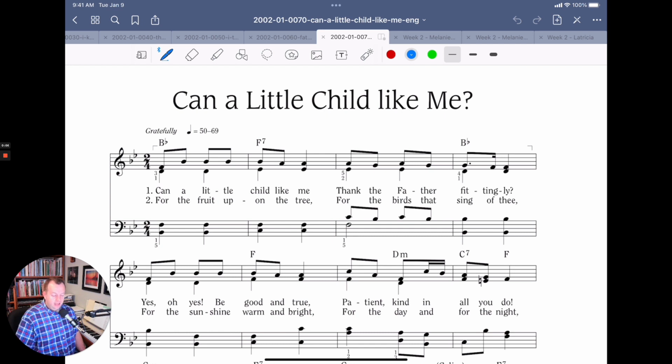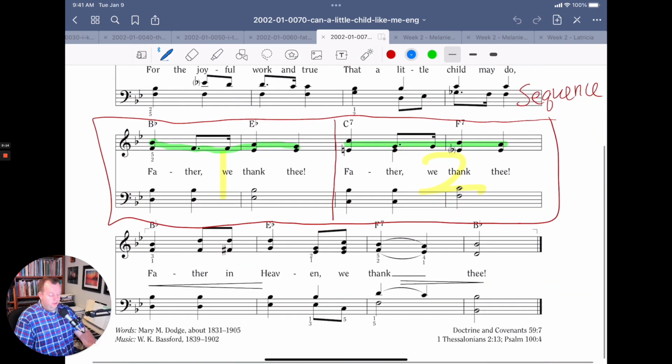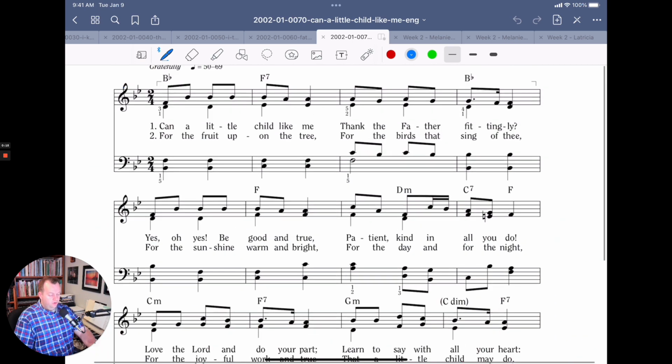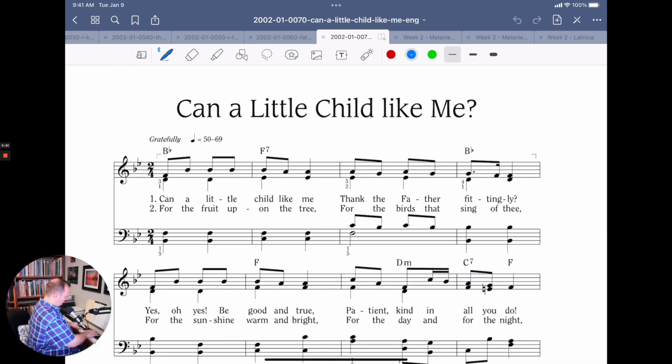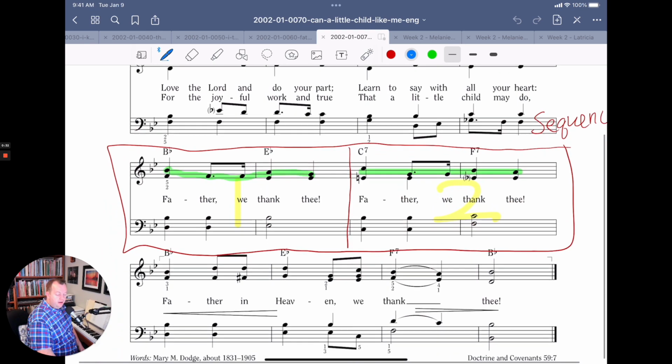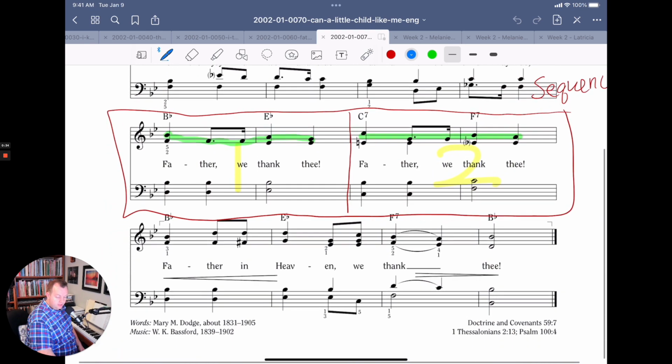Today we're looking at a lesser-known primary song, Can a Little Child Like Me? It's a lovely little tune, and what we're looking for, our tip for today, is down here on the second to last line. If you don't know the tune, here's a little glimpse of what it sounds like. Okay, it's a happy kind of thing. Now down here at the beginning of the chorus is the tip for today.